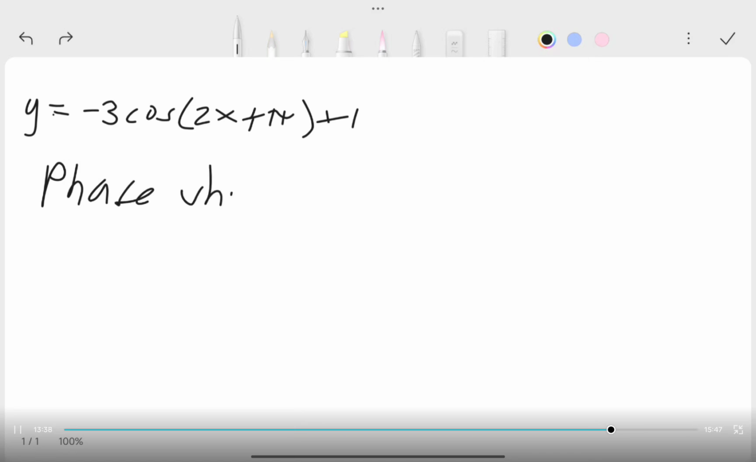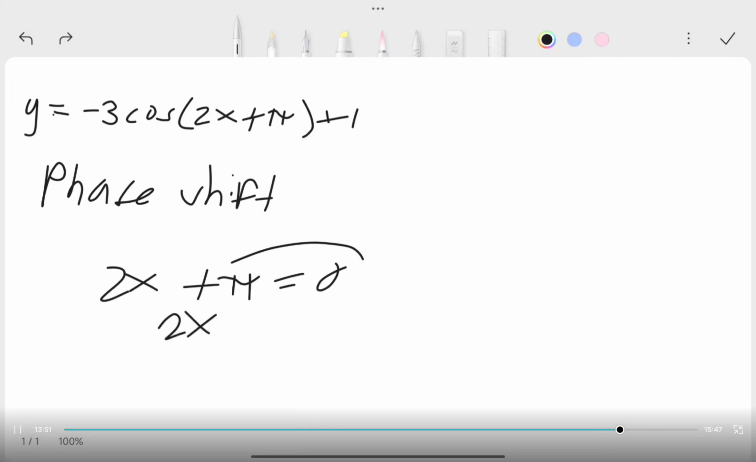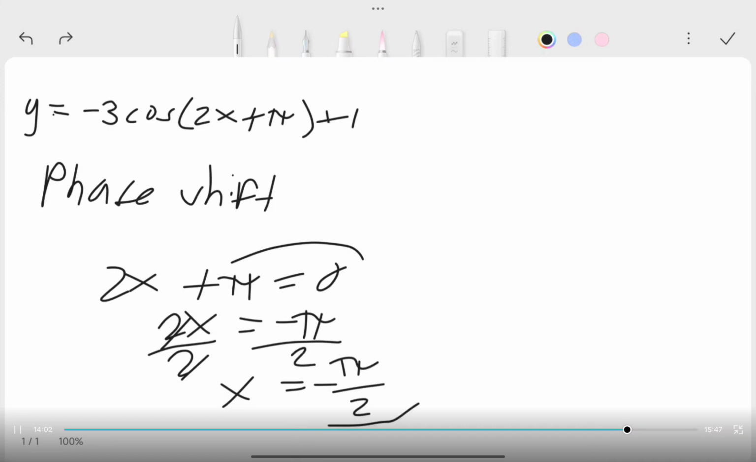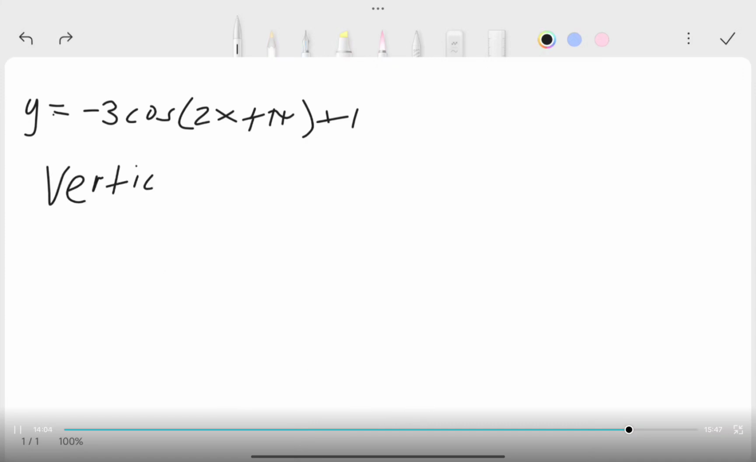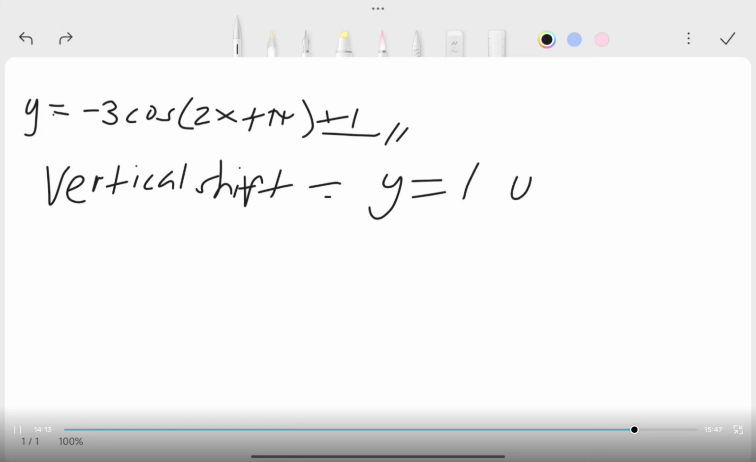So next is the phase shift. Our phase shift is 2x plus pi is equal to 0. So transpose the positive pi into negative pi. So 2x is equal to negative pi. And divide both sides by 2. Cancel out the 2. So x is equal to negative pi over 2. So our vertical shift is just simply the 1. So y is equal to 1, or 1 up.